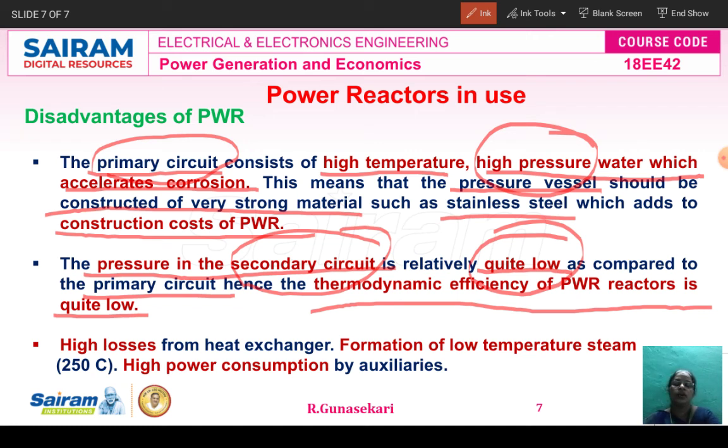The high losses from the heat exchanger. The formation of low temperature steam, that is, the temperature is 25 degrees centigrade. High power consumption by the other auxiliaries which are used in the pressurized water reactor. Students, these are the disadvantages or demerits of the pressurized water reactor.